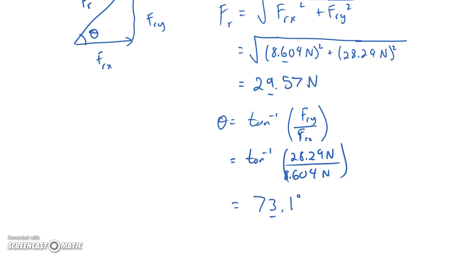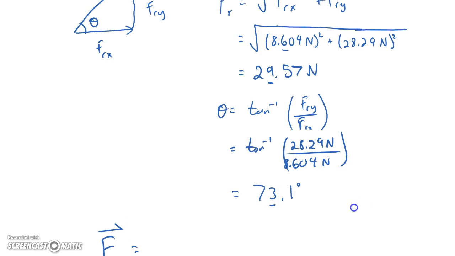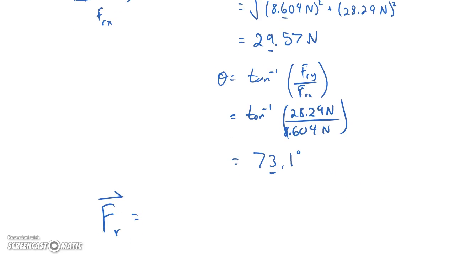We've got FR, we've got theta. We can finally make FR as our final resultant vector. We're almost there. So, we need 2 sig figs from 29.57, so that's going to round up to 30. Make sure it's 2 sig figs using scientific notation. And our angle is also 2 sig figs, so 73 degrees.